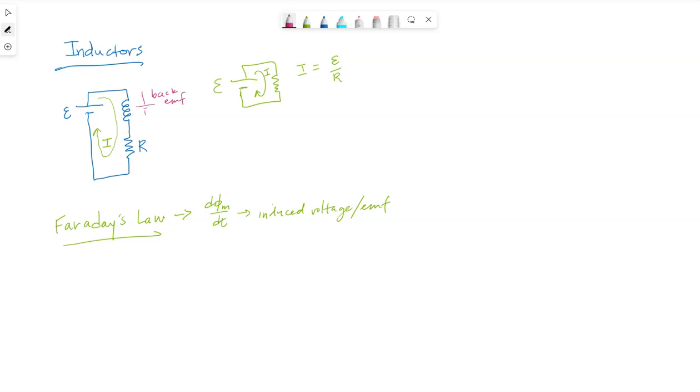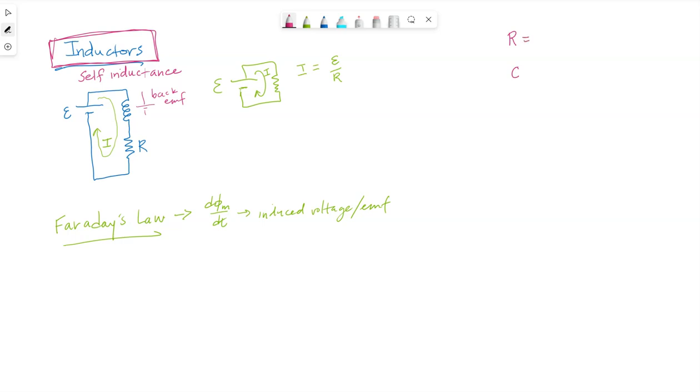So since this coil is inducing a voltage or EMF in itself, we call this self-inductance. And we call this little coil an inductor. So an inductor is a circuit element similar to, in terms of being able to put in a circuit, similar to a resistor, a capacitor. We now are going to also talk about an inductor.